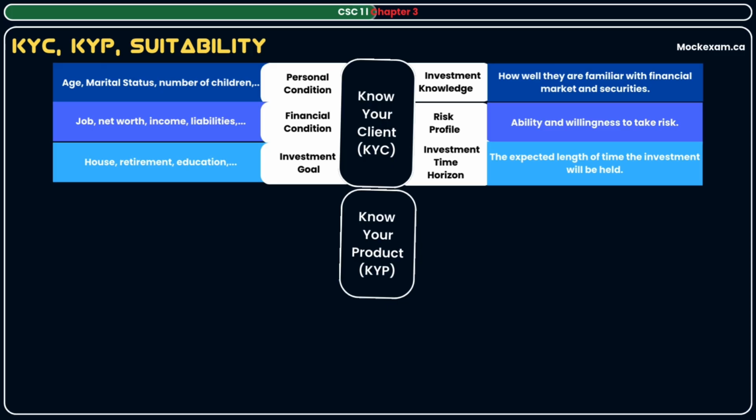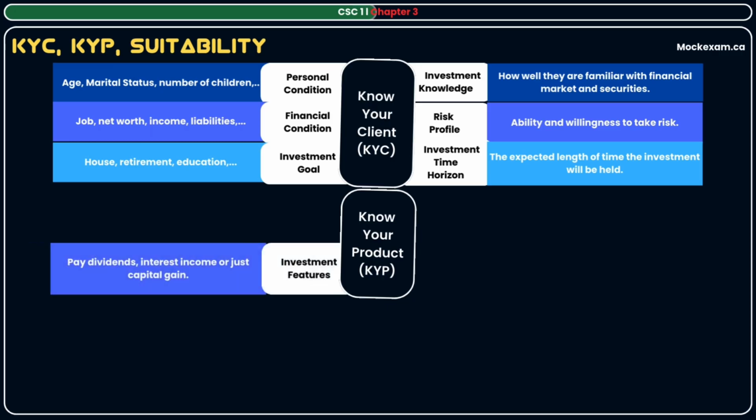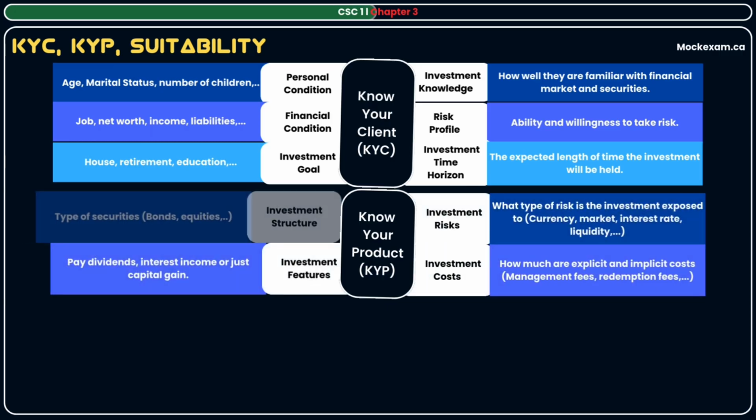KYP is not about the client, it's about the product you, as a financial advisor, are offering to your client. KYP is about knowing the investment inside and out, its features, risks, costs, and how it performs in different conditions. Financial professionals like you must clearly explain the pros and cons of every product you're recommending.